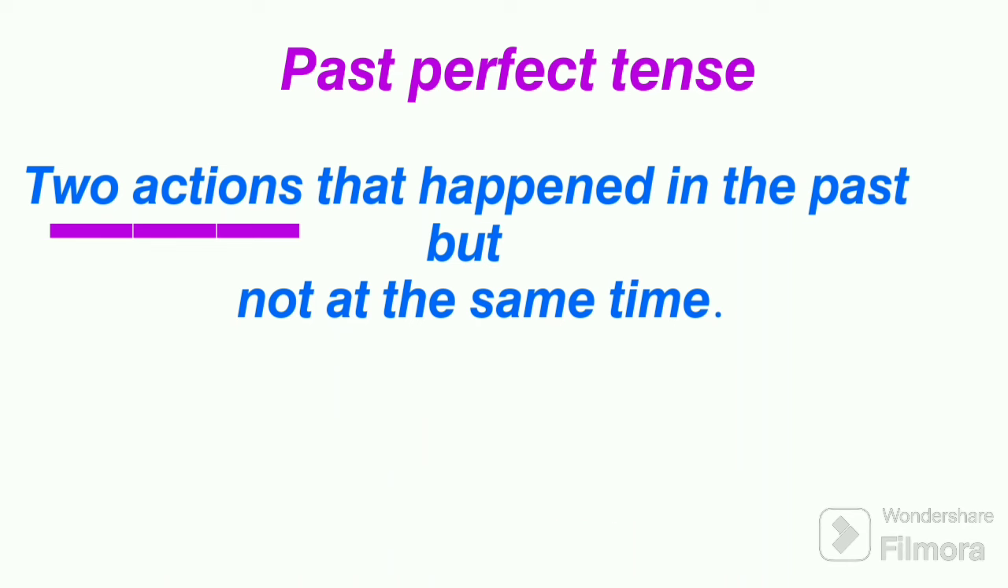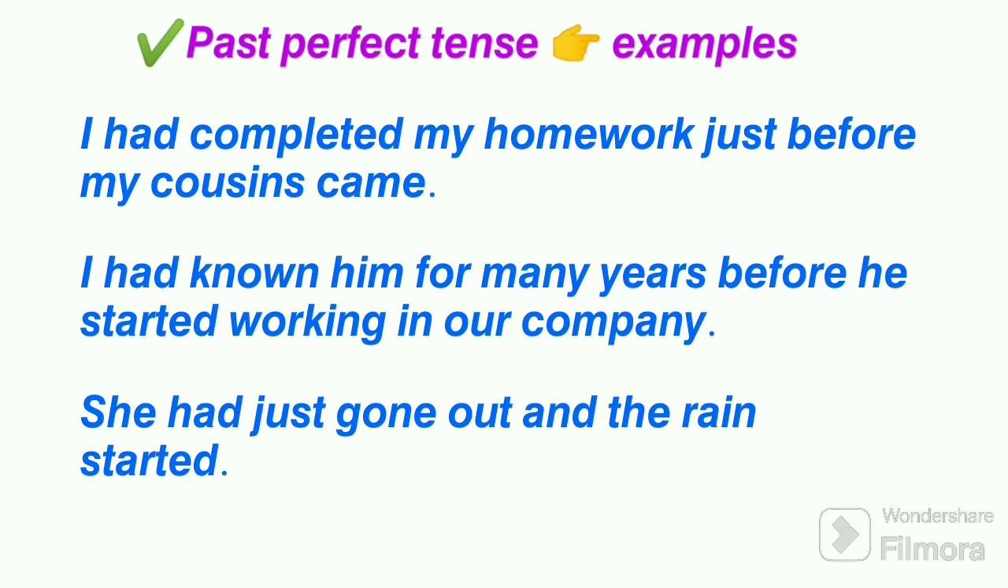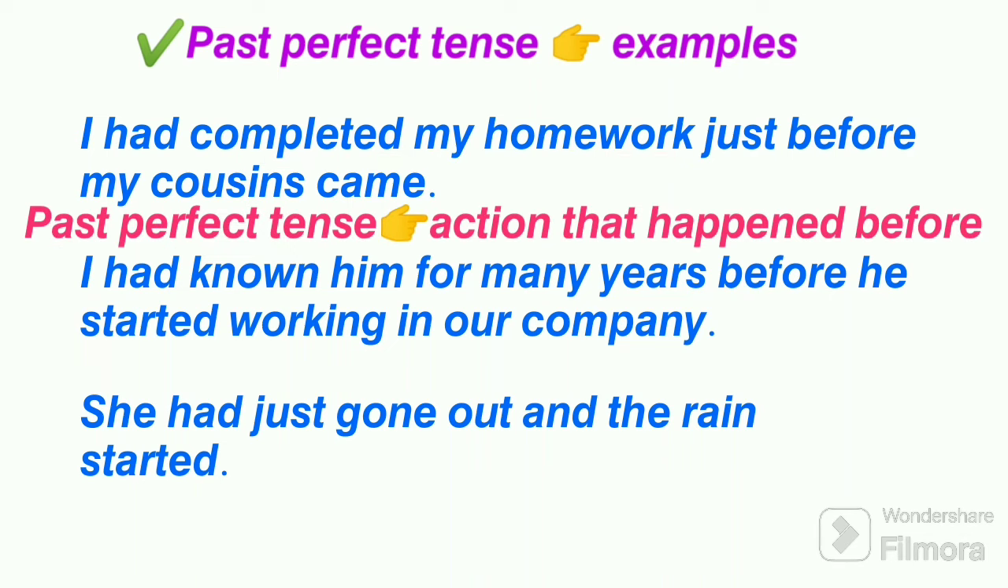Let us understand it with some examples. I had completed my homework just before my cousins came. This sentence tells us about two actions. One is completion of homework and the other is arrival of my cousins. Now, out of these two actions, which action happened before? It is the completion of my homework. It happened before my cousins came. So, in this case, we use the past perfect tense to refer to the action that happened before another action.